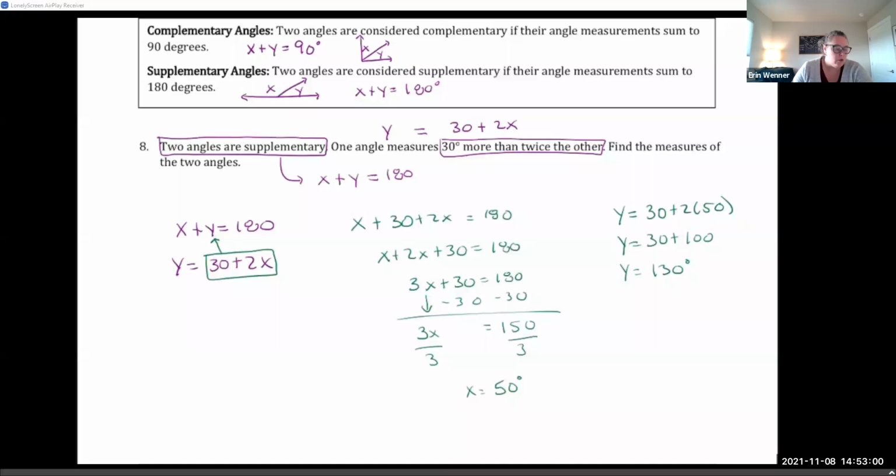So when you go to answer, if there is a question like this on your homework, instead of saying the first angle and the second angle, it's going to say the measure of the smaller angle is blank and the larger angle is blank. So make sure when you're putting in your answers, you check for what it's saying, right? So if it says the measure of the smaller angle is, you would say 50 degrees, right? Because 50 degrees is smaller than 130. The larger angle is the 130 degree angle.